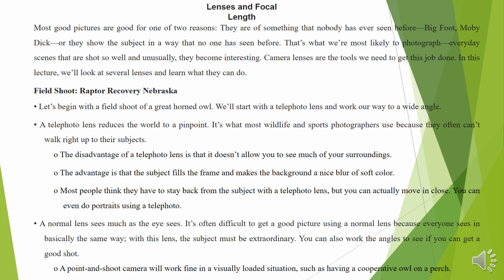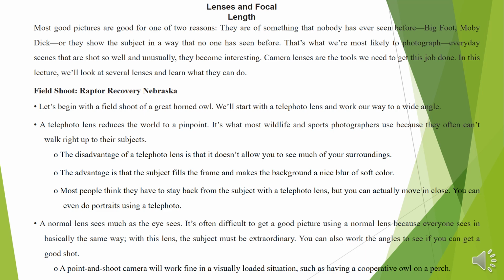A telephoto lens reduces the world to a pinpoint. It's what most wildlife and sports photographers use because they often can't walk right up to their subjects. The disadvantage of a telephoto lens is that it does not allow you to see much of your surroundings. The advantage is that the subject fills the frame and makes the background a nice blur of soft color.